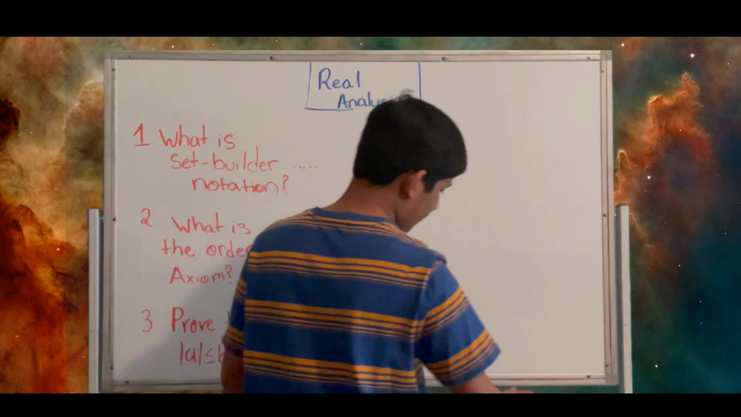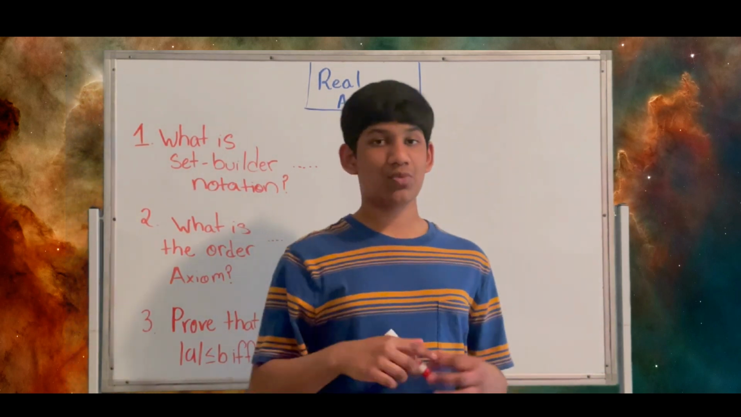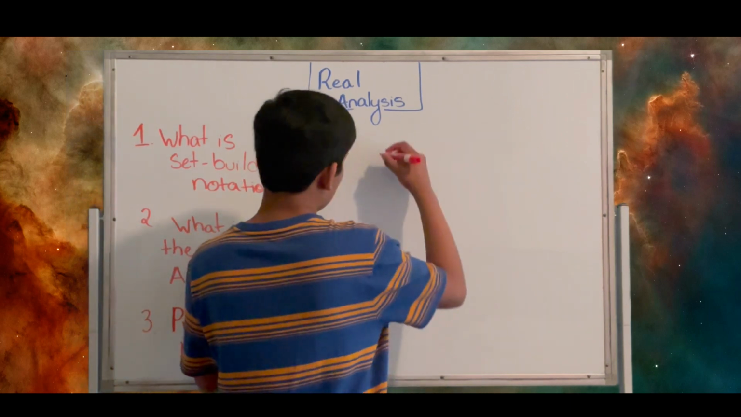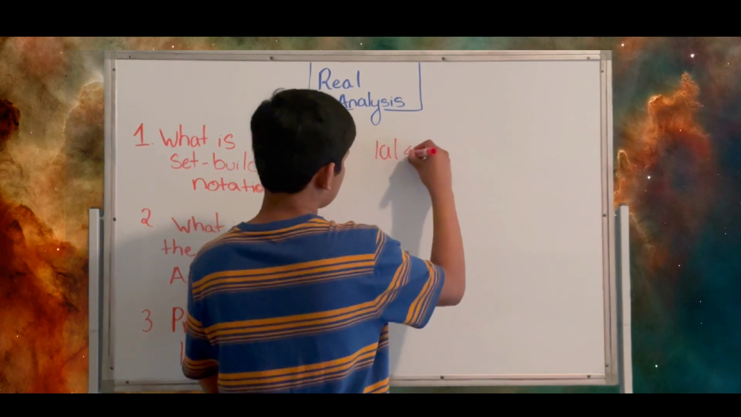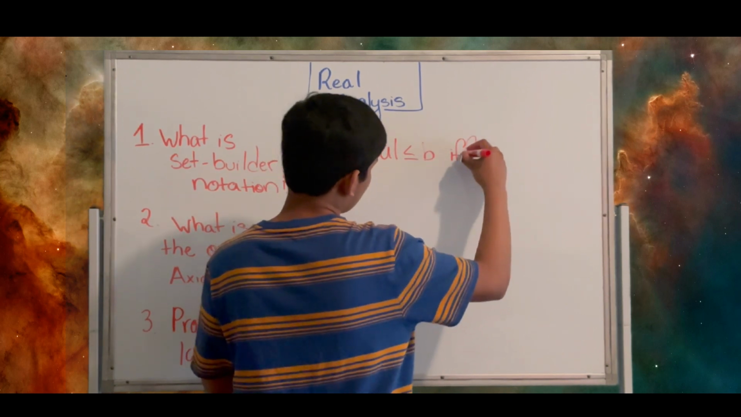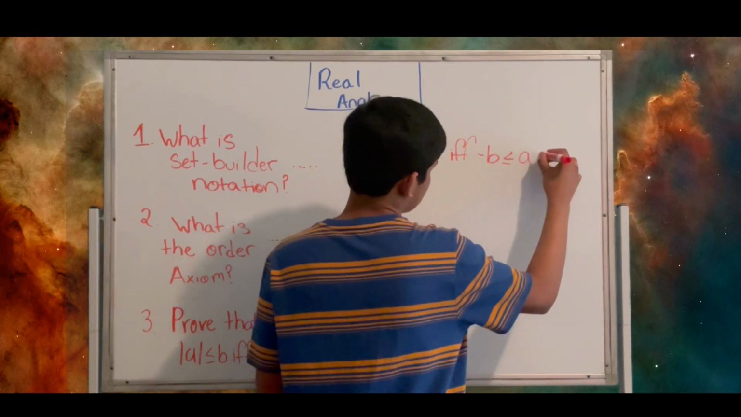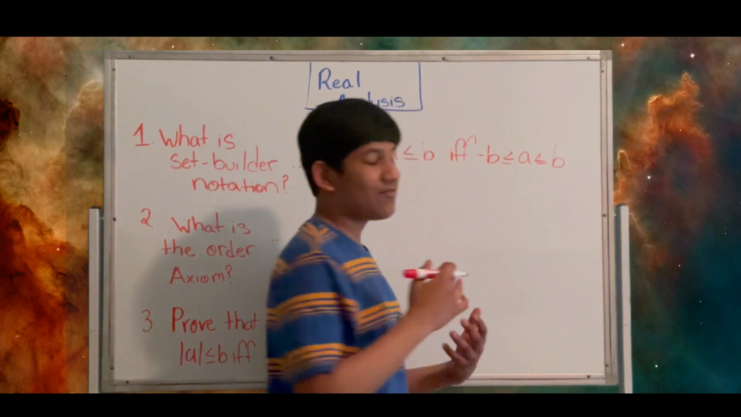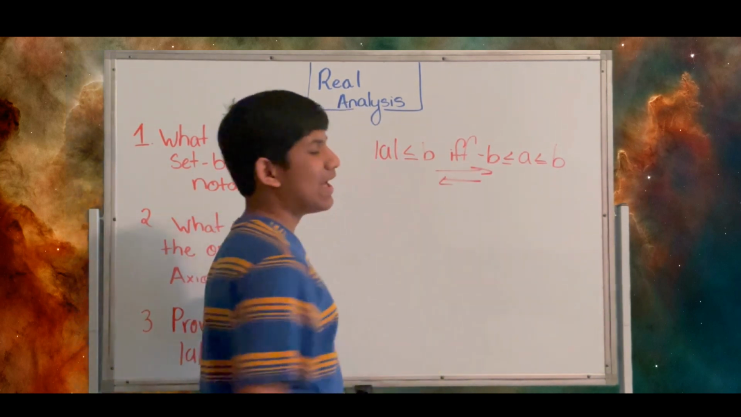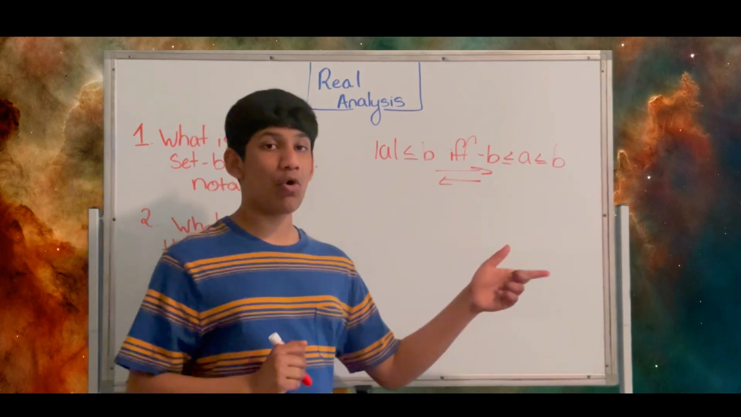So our proof over here is more complicated than the proof that the square root of 2 is irrational. Now we're stating that the absolute value of A is less than or equal to B if and only if negative B is less than or equal to A, which is less than or equal to B. Now we have if and only if, which means that this is true both ways. And this makes it significantly harder. So we have to prove this both ways.